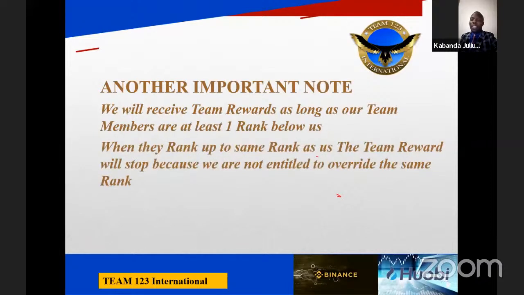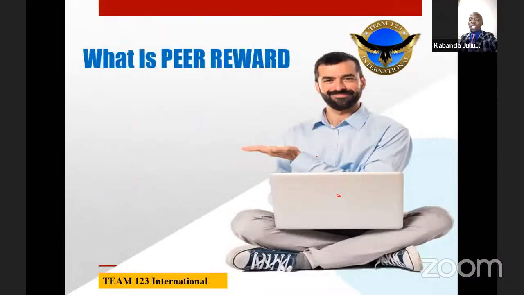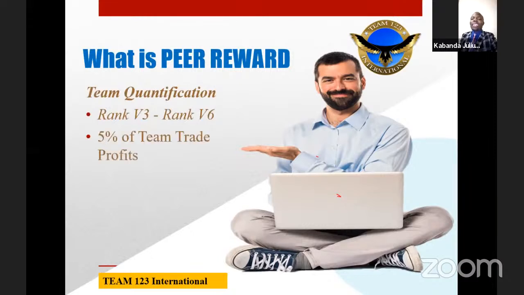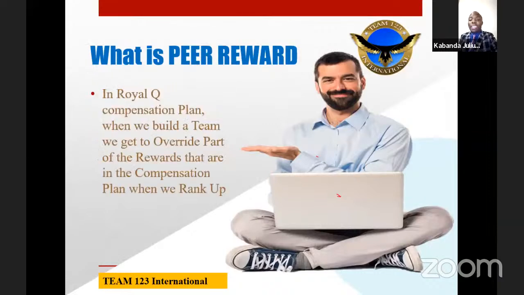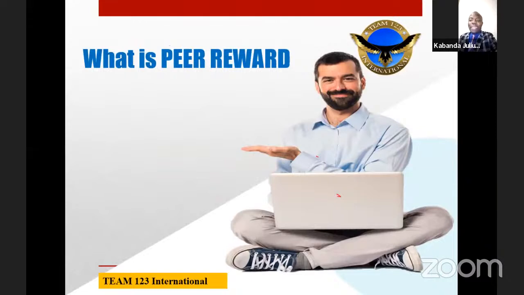Next, ladies and gentlemen, we need to look at the PR rewards. What if I'm a V3 and you a V3? From V3 and above, there's what you call the PR reward. This one comes from the team quantification. Whenever people are trading in their Binance exchanger, you are making 5% of the team profits as a V3. But starting tomorrow, ladies and gentlemen, it's going to be 10%. We're going to start making 10%.